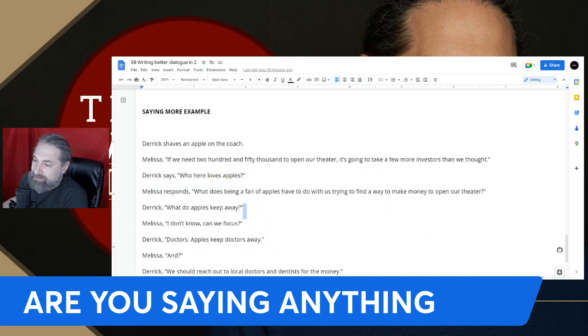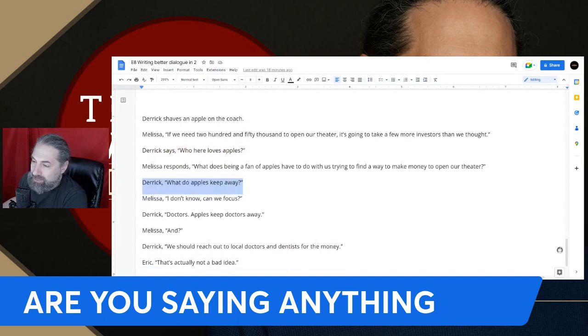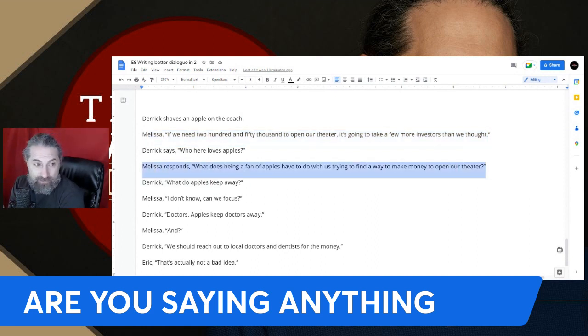So Derek obviously loves apples. He's eating apples, and he's talking about apples, and he uses apples to solve the problem, which we set up: they need money for the theater, and they have to raise it from investors. Who are we going to ask? We're also saying Melissa's trying to stay focused, but that creates tunnel vision, therefore creating a character trait.